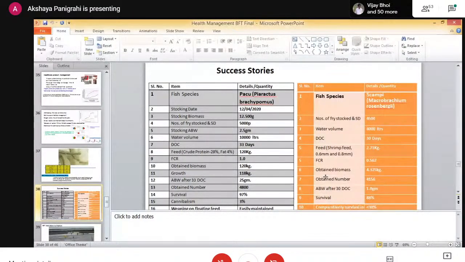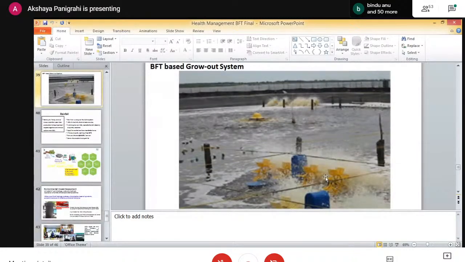And there are so many success stories, though I know many farmers are having a tough time. There are so many. Here, in Pacu and in the case of scampi, we have seen the survival is 88% and 97%. And there are so many success stories. That's why people are motivated, though it is a technically more demanding system.